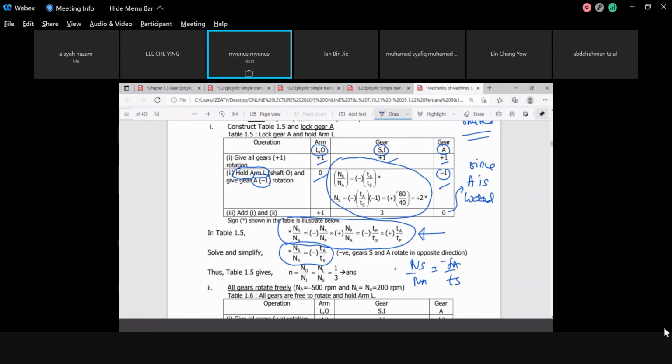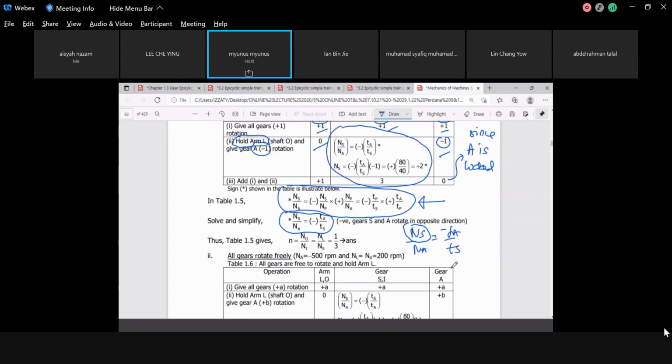You need NS only, isn't it? So you bring up NS. NS is equal to negative TA by TS, times NA. But NA is negative, so that is why you have positive here. It's not very difficult, isn't it? You have three. Do you understand your notes? Can you get it from your notes, class? Please respond. I don't know whether you understand or not.